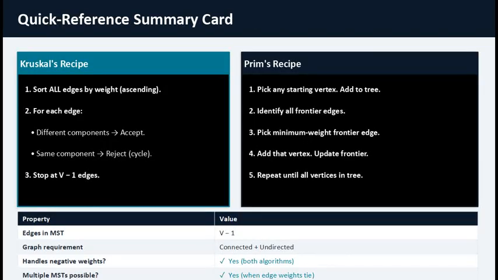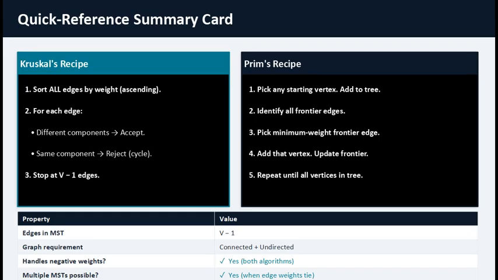Here's your concise revision card for both algorithms. For Kruskal's, sort all edges, accept edges that bridge different components, reject those that create cycles, and stop at V-1 edges. For Prim's, seed with any vertex, repeatedly select the cheapest frontier edge, add the new vertex, update the frontier, and repeat. A few key properties to memorize.